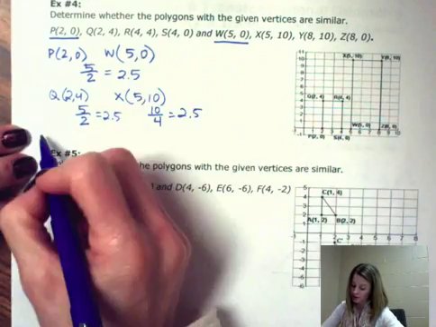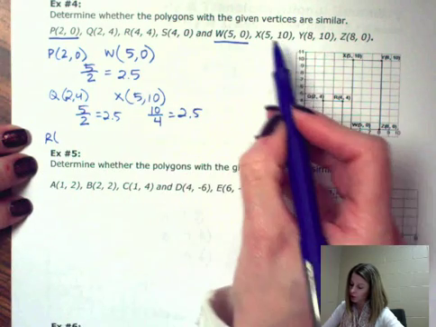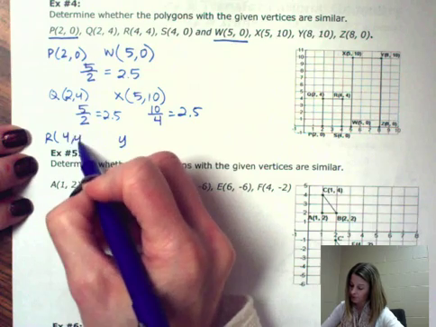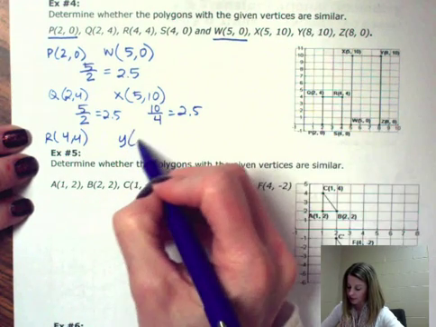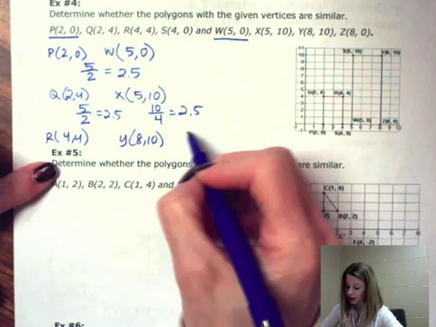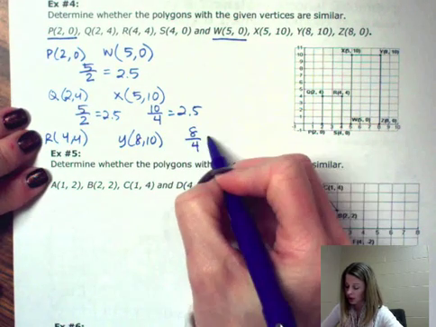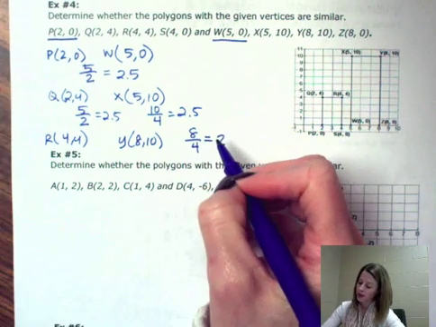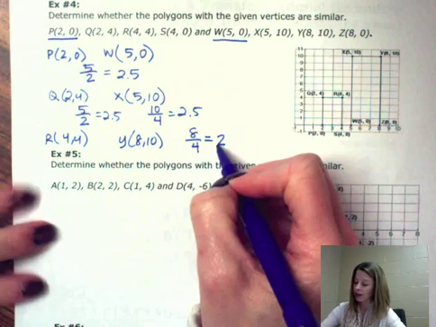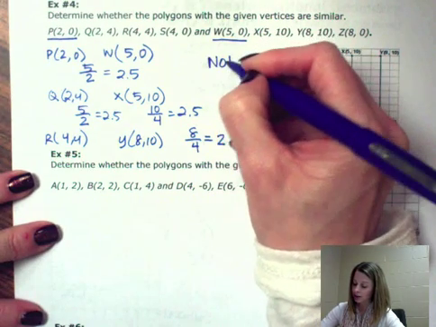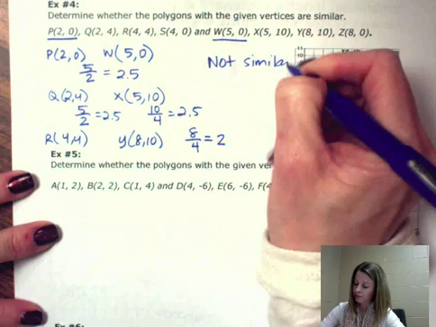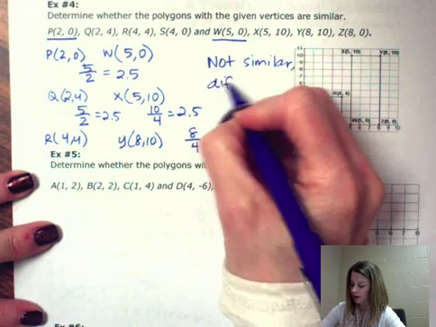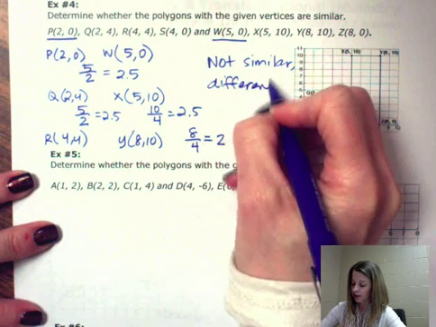Let's check R to Y. So R is at 4, 4. Y is at 8, 10. So if I do 8 divided by 4, I get 2, which is different. So I can stop right here, and I can say not similar. And then I might say something like, different scale factors.